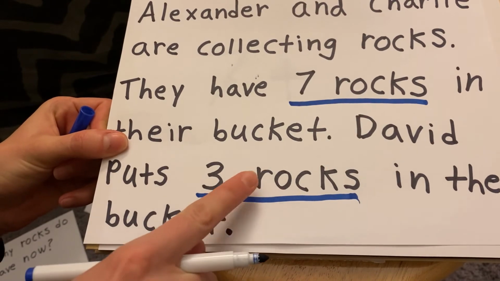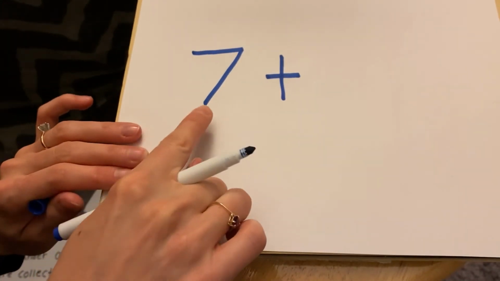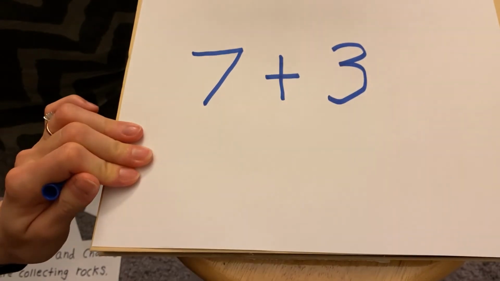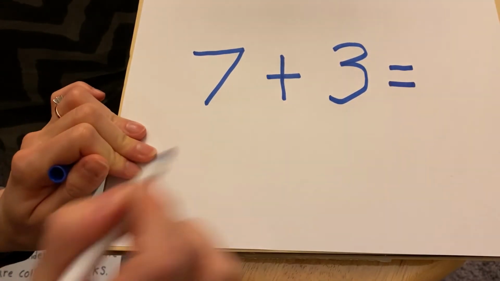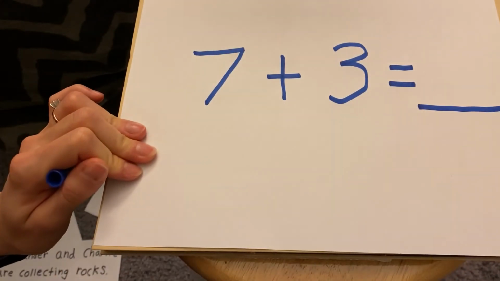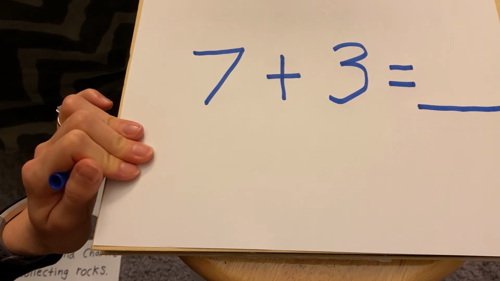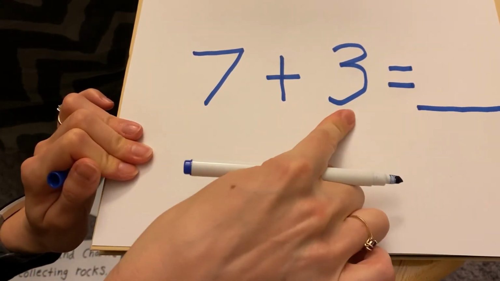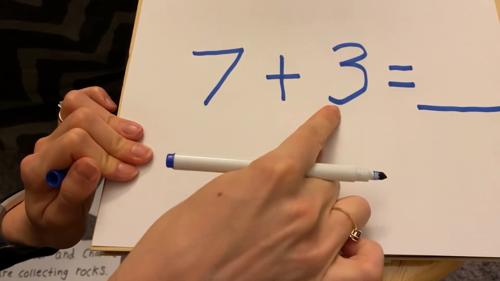3 rocks. David put 3 rocks in their bucket. So we have 7 rocks plus 3 rocks that David gave them equals how many altogether? We're going to need to draw to solve. What is 7 rocks plus 3 rocks equal? What is 7 plus 3?